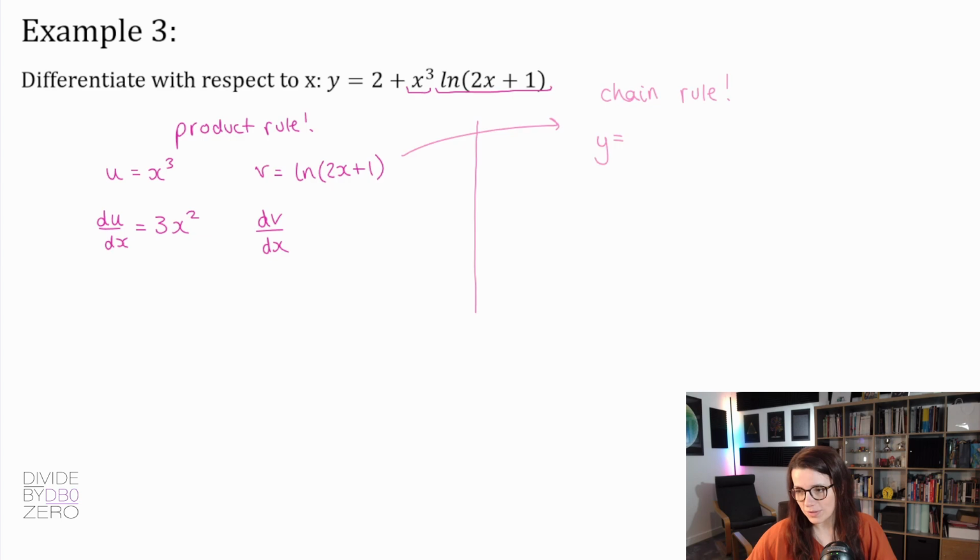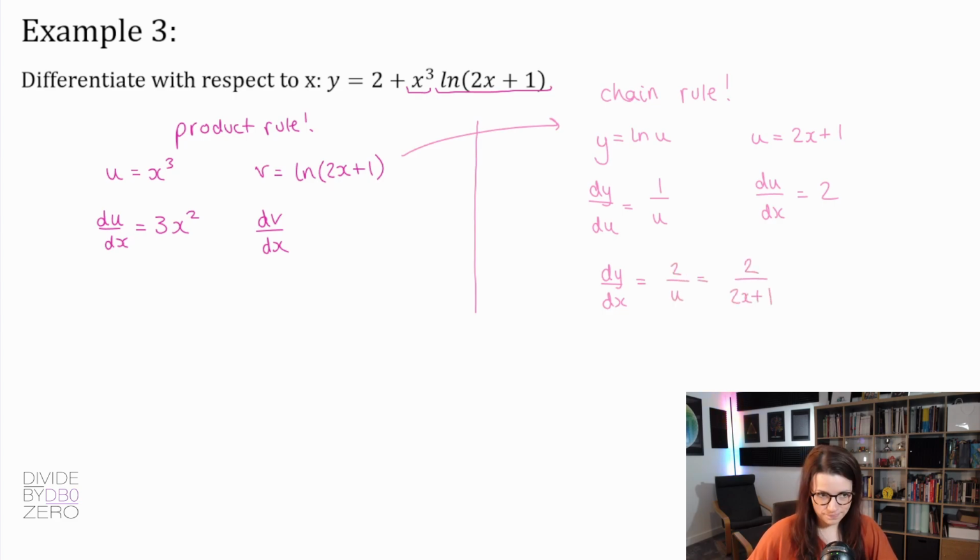So y equals ln u, where u equals 2x plus 1. dy du is 1 over u, and du dx is just 2. Multiplying those together, we get dy dx is equal to 2 over u, which in this case is 2 over 2x plus 1. You can then take that outcome and put it back into your main working out. So this is now equal to 2 over 2x plus 1.